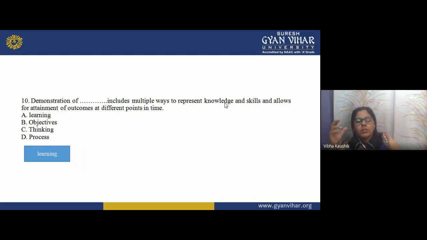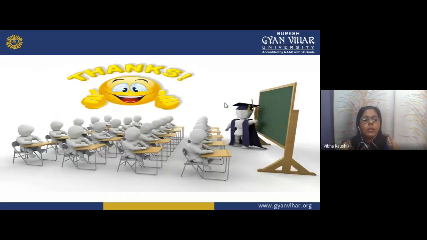So the correct answer is learning. It means the demonstration of learning includes multiple ways to represent knowledge, meaning in various ways you can represent the knowledge which you have gained related to a particular topic, which is related to a particular subject, and skills, that these skills will be demonstrated by the students and allow for outcomes at different points, and you will achieve that type of outcomes after the completion of that particular topic, after the particular subject of that syllabus. Now, thank you, students.